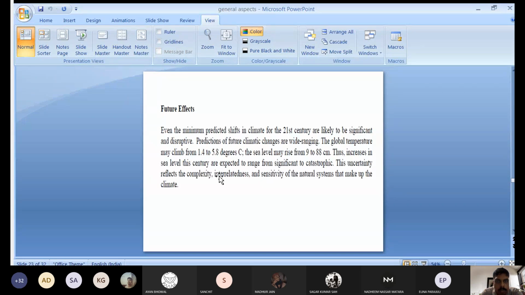The consequences are expected to range from significant to catastrophic. This uncertainty reflects the complexity. So the average temperature of Earth's atmosphere is expected to rise by 1.4 to 5.8 degrees. Now you can check what the average temperature is. So in 50 years, even a 0.5 degree increase causes huge catastrophic effects.